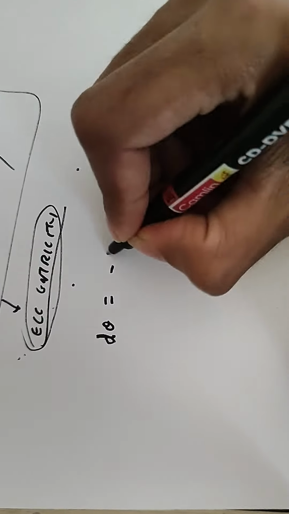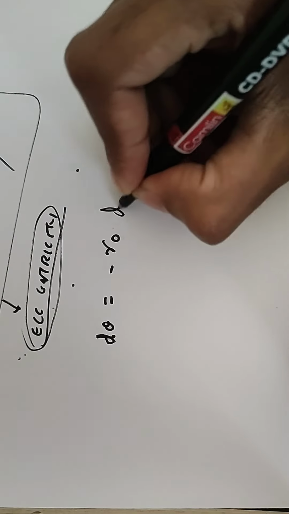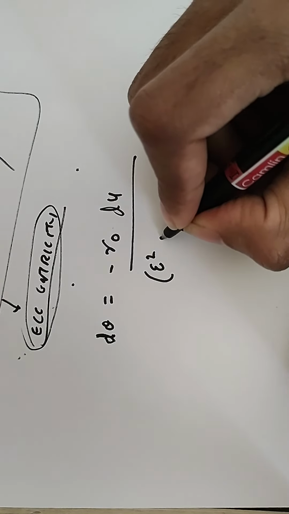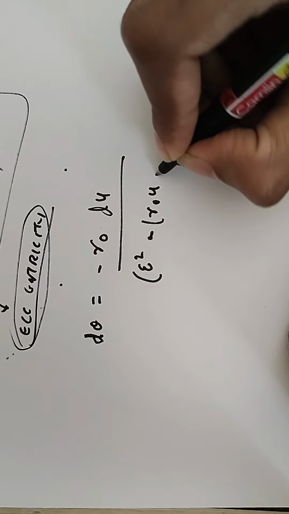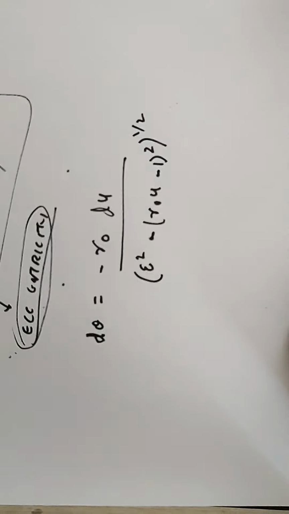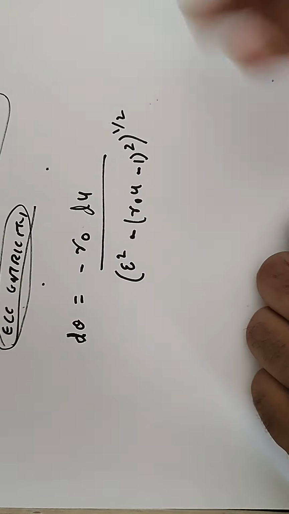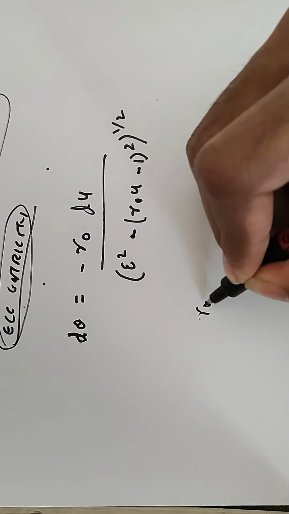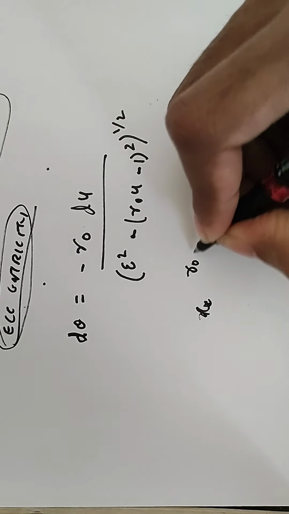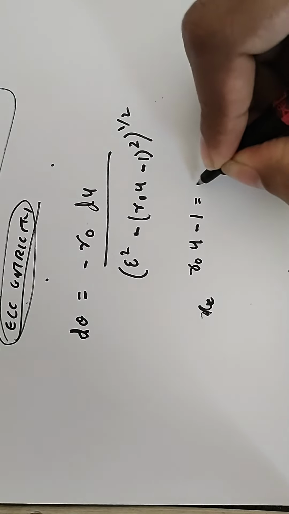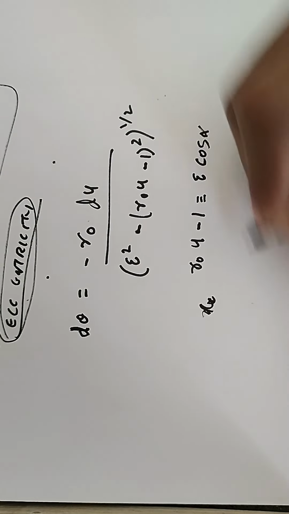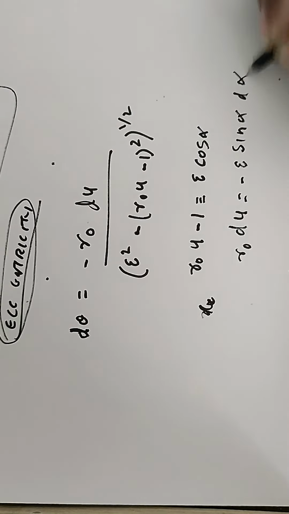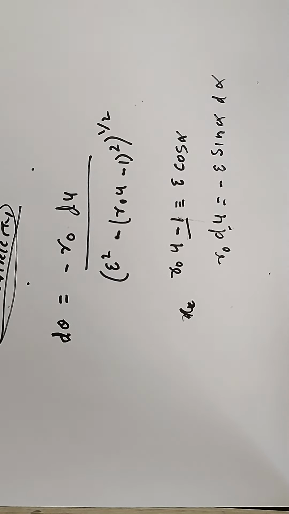d theta, I can rewrite this in terms of epsilon. Epsilon square minus r naught u minus 1 to the half. Okay, we got an equation. So now it all lies within u. If I take r naught u minus 1, this looks like gamma, equal to epsilon cos alpha. So r naught du is equal to minus epsilon sine alpha d alpha. I just differentiated this term, so the 1 goes away.